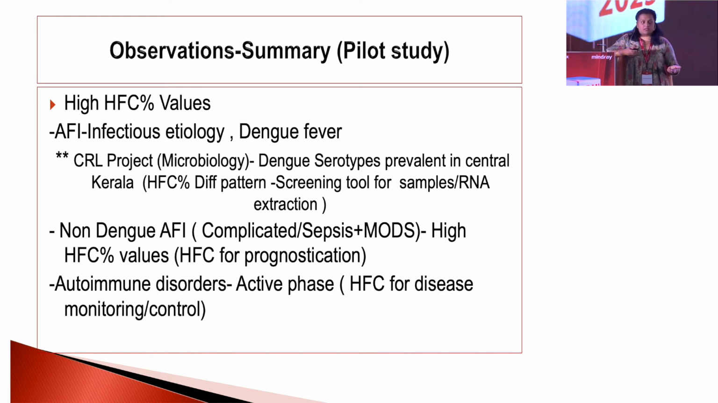So this is how we have been using this HFC and the scatter pattern. And also in the autoimmune cases, those who present with acute flare or acute disease manifestations have a high HFC, and if it's controlled, it comes down. So a potential for monitoring response to treatment can be considered. We would like to study a larger cohort to make sure that these findings have any relevance.